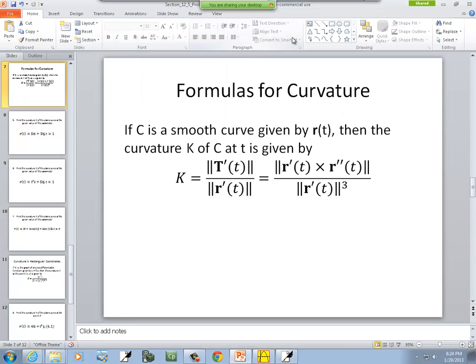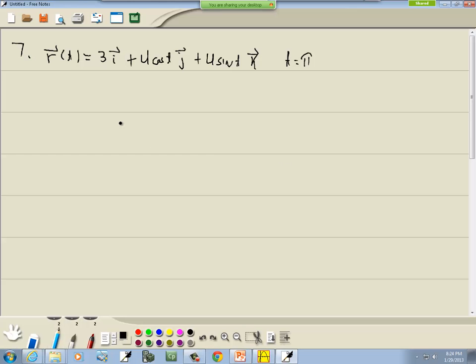Okay, let's look at our other formula. Which one's easier to use? That probably depends upon the problem. T prime is sometimes kind of hard to find. So you might find it easier to find the first derivative and second derivative than to find the cross product. So anyway, this tells us we need to find our first derivative and our second derivative. So r prime, derivative of 3i, that drops away. The derivative of cosine is negative sine, so this is negative 4 sine t j. And derivative of sine is cosine, so this is 4 cosine t k. Now we also need our second derivative.